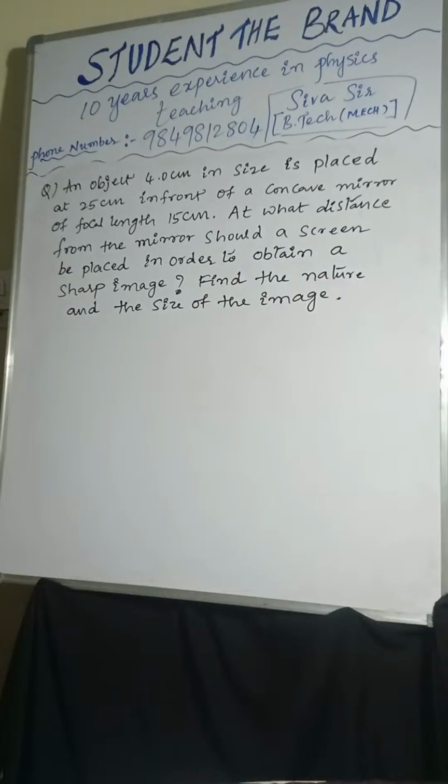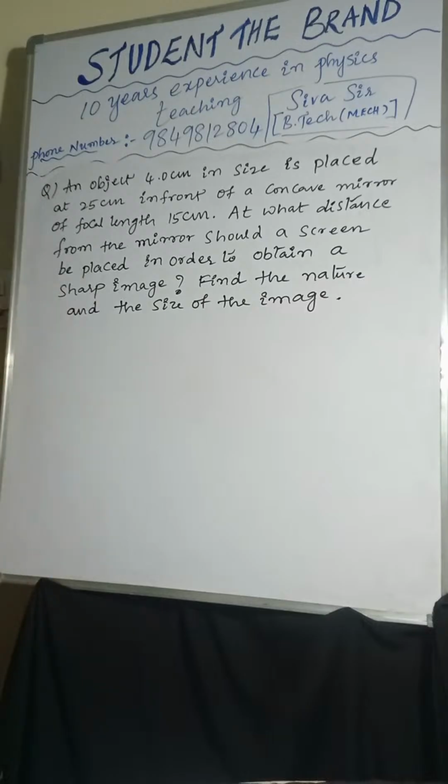To obtain a sharp image, they are asking to find the image position. Find the nature of the image also, and the size of the image. Can anyone tell me how to do it? The height of the object is given, object distance is given, focal length also given. So we have to find V, and by substituting we can find it in an easy way, right?